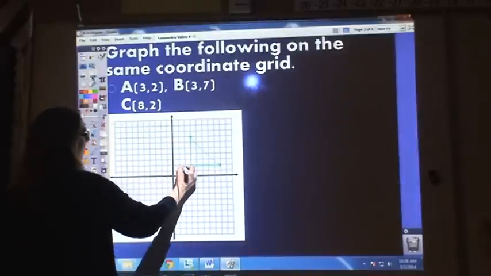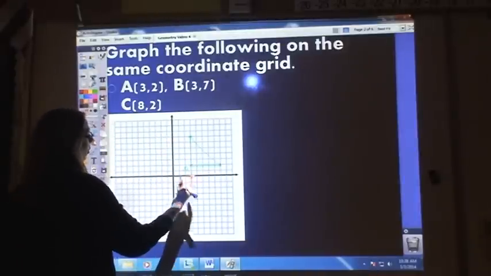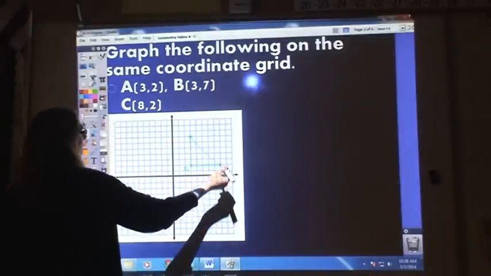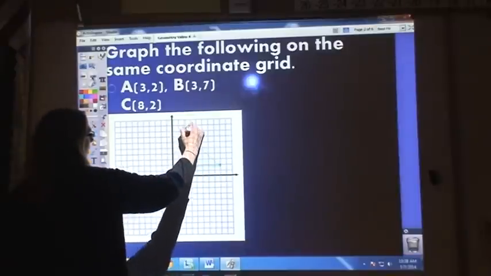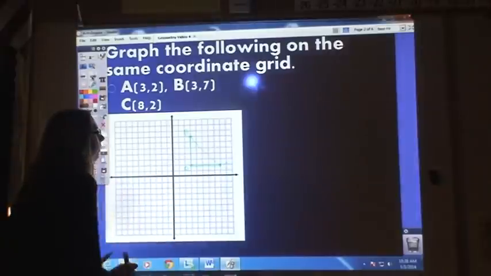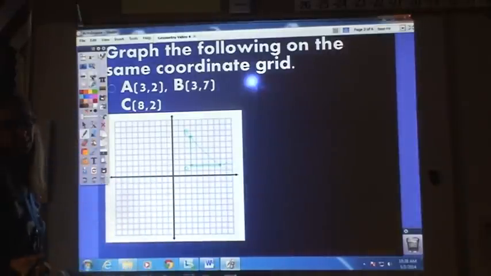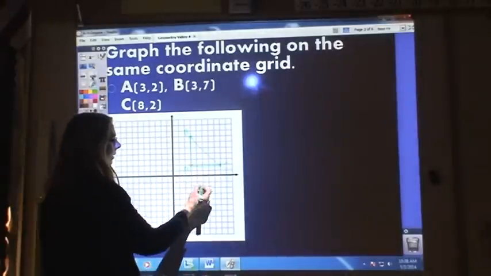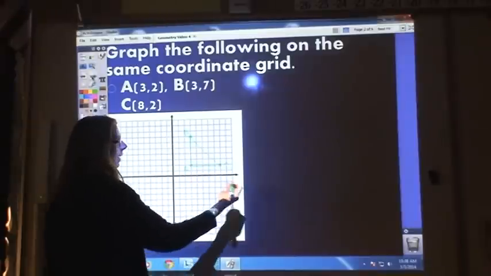Now I have to label them. This was A. It's easier if you label as you go, but I didn't think about it. And then B and C. So to find the area of this one, it's not going to be too bad. It's a right triangle. I can just take half my base and multiply it by my height.